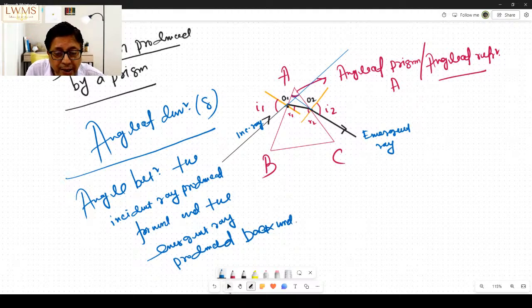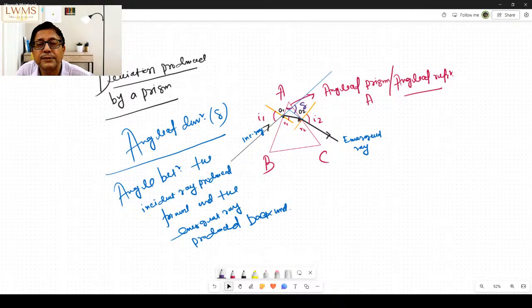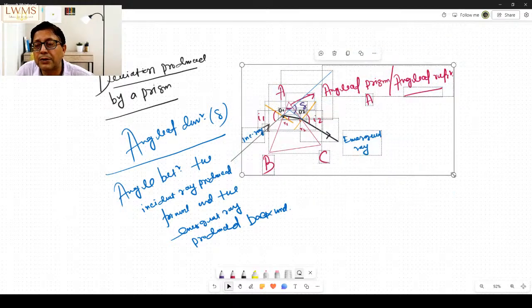So in this diagram, which one is going to be that angle? This is the angle. This angle is called the angle of deviation. Clear? Our problem is to get that angle of deviation here. This angle delta we need to find. Okay?